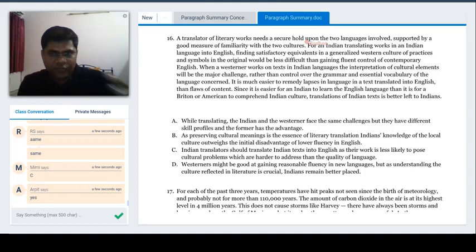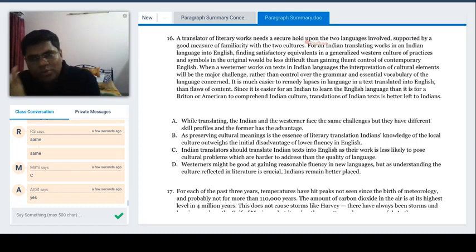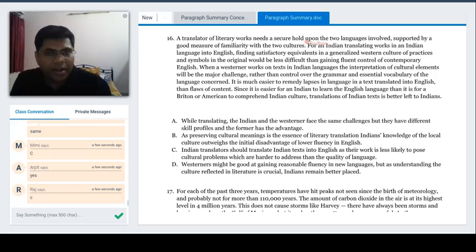So he says, for an Indian who is translating work from an Indian language into English, finding satisfactory equivalence in a Western culture of practices is going to be less difficult than gaining fluent control of content. But gaining control of English is going to be more difficult for an Indian. What is going to be less difficult? Finding satisfactory equivalence. Okay?